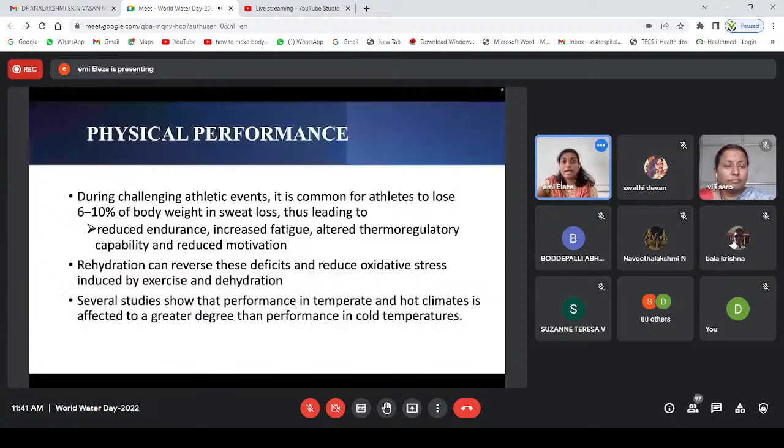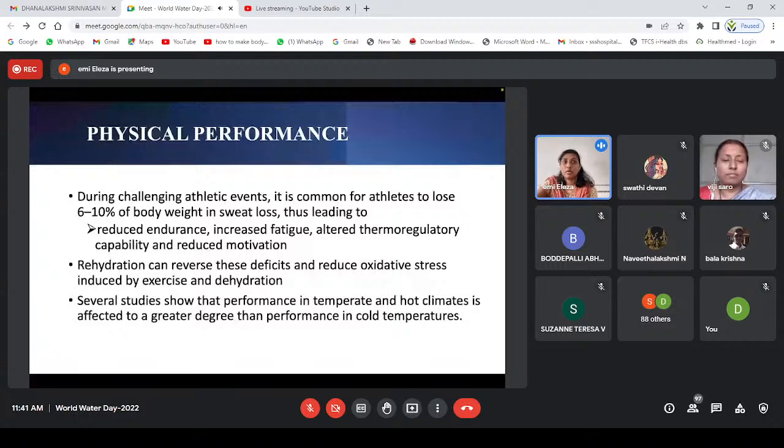Physical performance. During challenging athletic events, it is common for athletes to lose 6 to 10% of the body weight in sweat loss, thus leading to reduced endurance, increased fatigue, altered thermoregulatory capability, and reduced motivation. Rehydration can reverse this deficit and reduce oxidative stress induced by exercise and dehydration. Several studies show that performance in temperate and hot climate is affected to a greater degree than performance in cold temperatures.